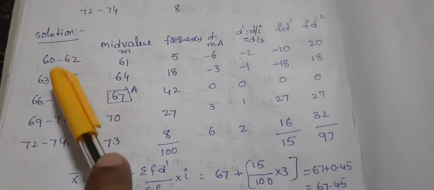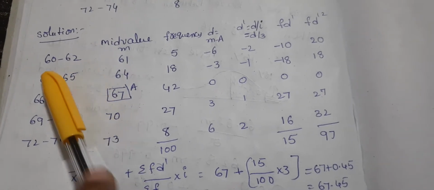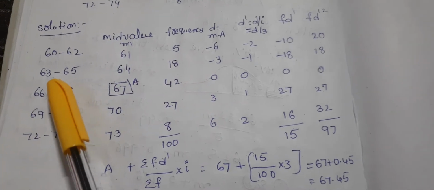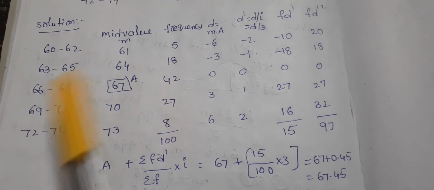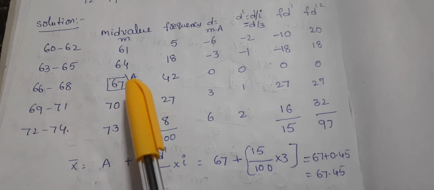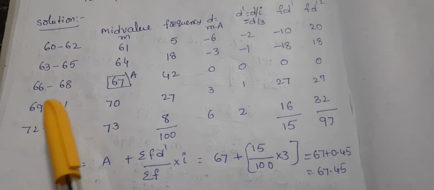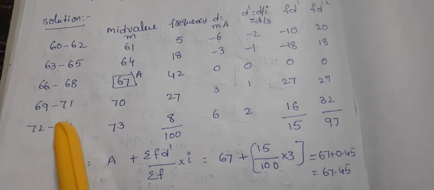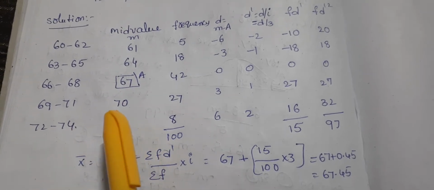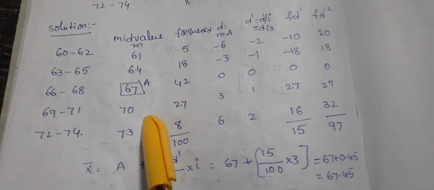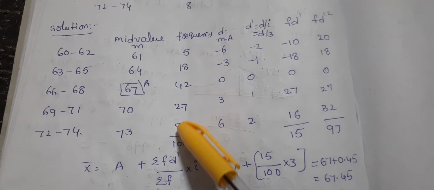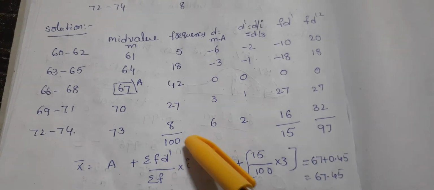To solve this problem, first we have to write the middle value of each interval. For 60 and 62, the middle value is 61. For 63 and 65, it is 64. For 66 and 68, it is 67. For 69 and 71, it is 70. For 72 and 74, it is 73. Of all these middle values, the middle one is 67. These frequencies are given in the problem. The sum of the frequencies is 100.